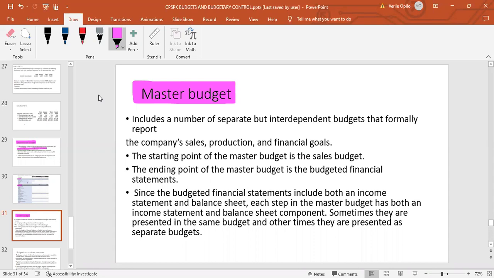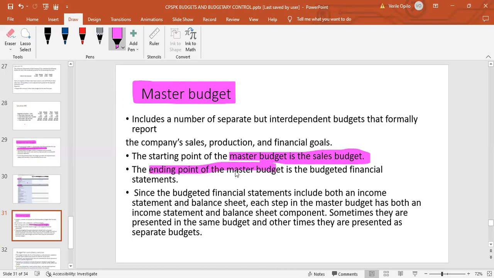So all these cumulatively, if you want to prepare one comprehensive budget for the organization, then you will include them in a master budget, but you're not expected to prepare the master budget. The starting point for the master budget is the sales budget, because the sales budget is what is going to influence everything else. It is going to influence how many units you produce, how many raw materials you're going to buy, how much you're going to spend in terms of labor and things like that. So the starting point for the master budget will be the sales budget.